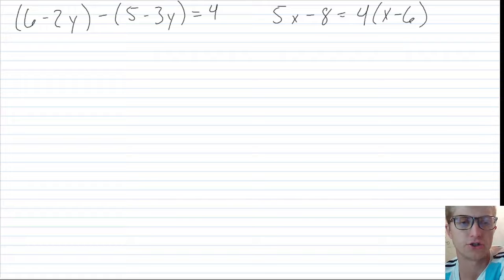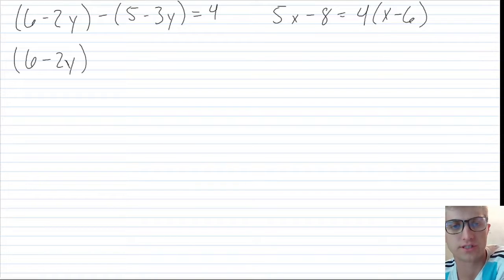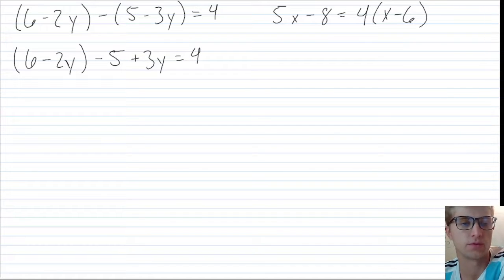Let's start with our distribution of our negative sign. So 6 minus 2y, since we didn't touch that, that negative sign as a distribution works as a negative 1. Negative 1 times 5 gives us negative 5. Negative 1 times negative 3y gives us positive 3y. All right, we can pretty much drop the parentheses at this point, since we technically distributed our positive 1 through already.